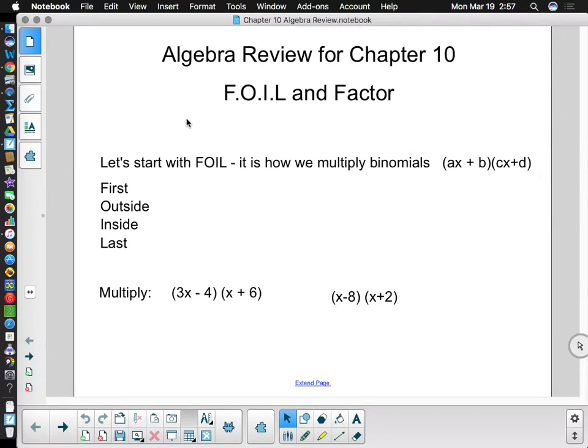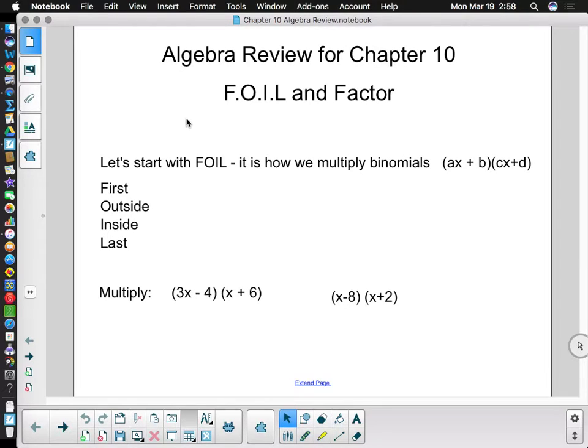So what we're going to work on today is basically some algebra review that's necessary for Chapter 10. Chapter 10 deals with circles, and when we start dealing with circles, we're going to start getting some quadratic equations, which means polynomial equations, which means we have to remember how to FOIL and factor. So just a real quick review of some stuff from Algebra 1 for this. I don't think you'll find it too difficult, but it's good practice.